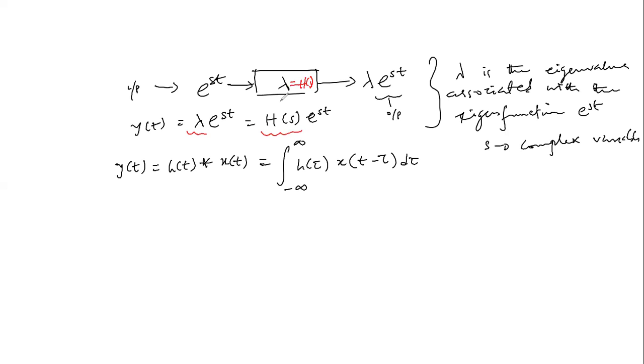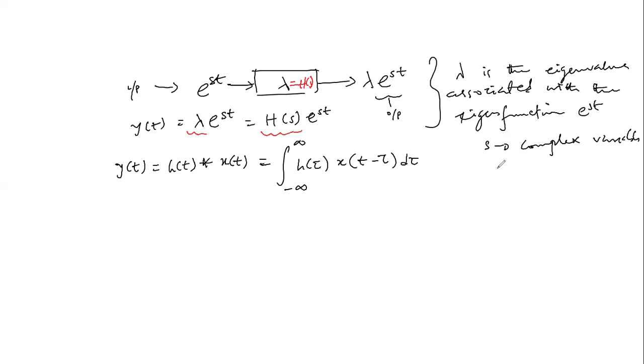Dejo, I can see your hand up. Okay, go ahead, please. From what you wrote, y of t is equal to h of t convolved with x of t. Normally, what you used to write is x of t convolved with h of t, which equals the integral from negative infinity to infinity of x of tau h of t minus tau d tau. I don't know whether it is commutative. I think I get your point.